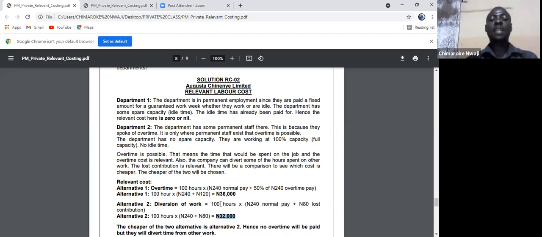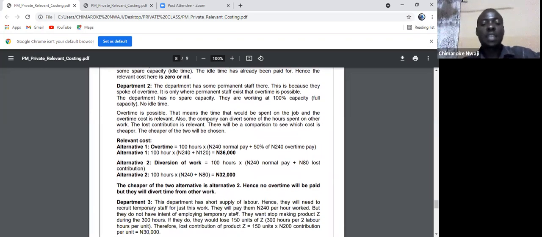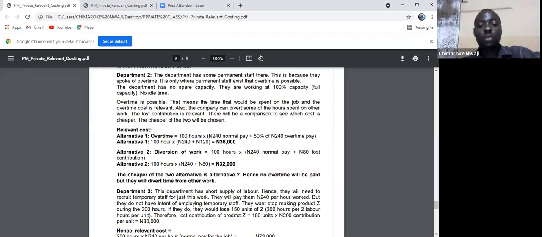Now you compare 32,000 to 36,000. The company will like to choose the cheaper alternative. So instead of going for 36,000, they will go for 32,000. They will prefer to bear an opportunity cost, lose that 80 naira, than to tell them to do overtime. Because doing overtime, the company will pay too much. We'll go to Department 3.